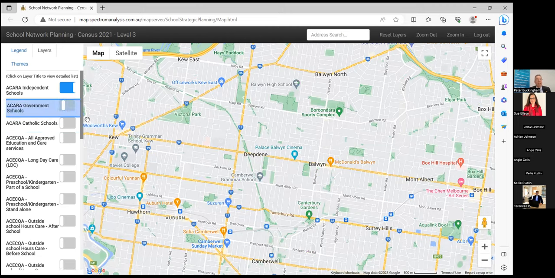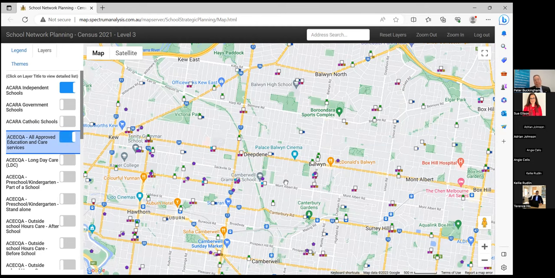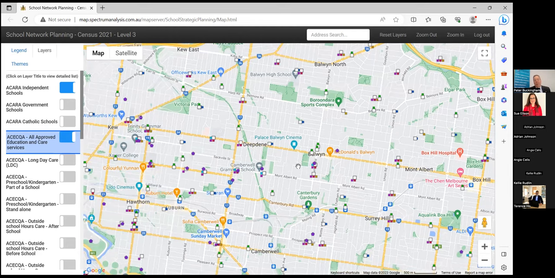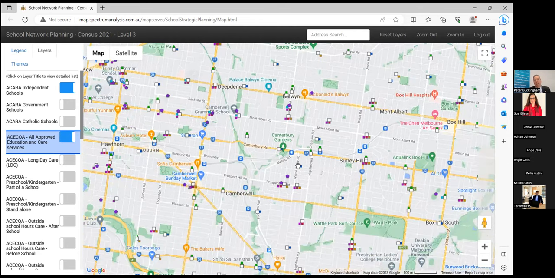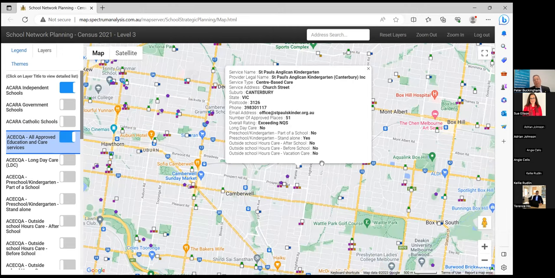Okay, I'll turn off some of the schools just for simplicity, and I'll bring on all the daycare centres. So again, we can look at them individually and see what they are. Little one, we can see the blue square on the side means it's an independent kindergarten. So we can actually see it has 51 approved places. It has a contact point, has a phone number, has an email, and it's exceeding the national quality standards. So all good news for that one.